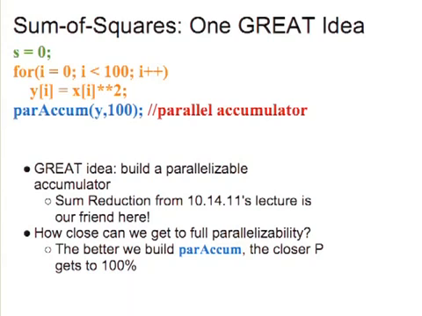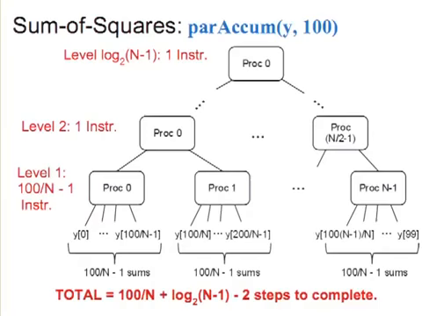How close can we get to full parallelizability? Well, if we can build par-accum, this parallel accumulator, which takes in y and the length of y, the closer P can get to 100. So let's take a look at this. This should be sort of familiar to you. So let's imagine we've got n cores on loan from EC2.